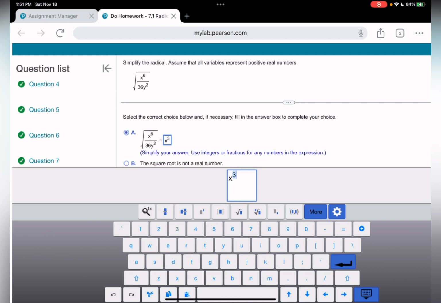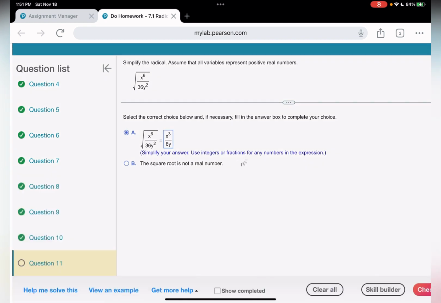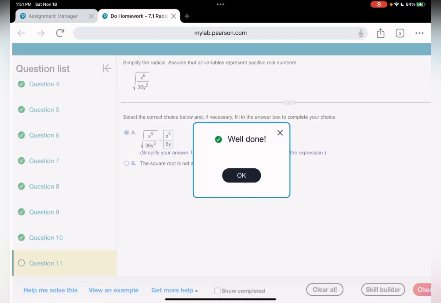X to power 3. Okay, and then I click forward slash that creates the fraction, and then square root of 36 is 6, right? 6 squared is 36. And y squared, it's going to be only y, right? Why? Because 2 divided by 2. And you got it. So we are done, and I'll see you in next video.